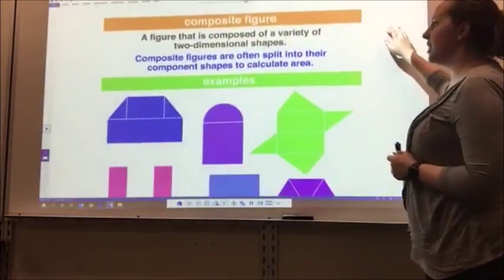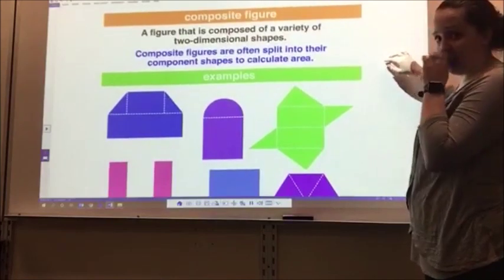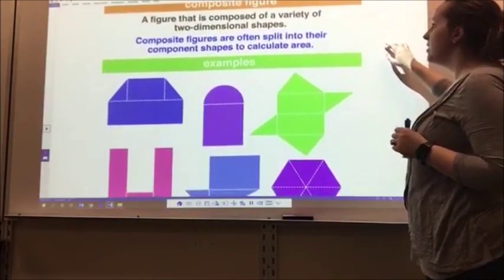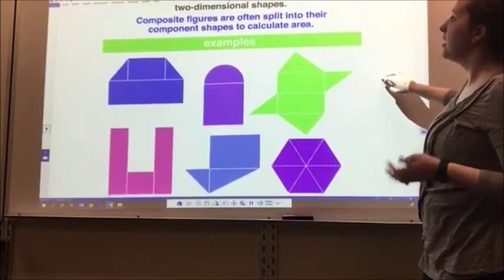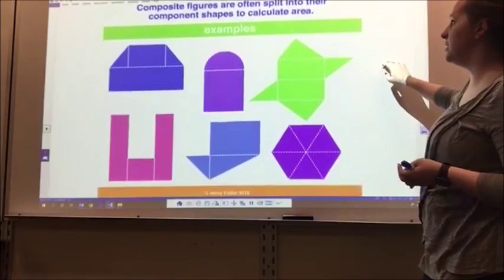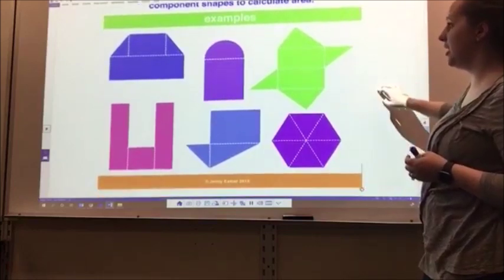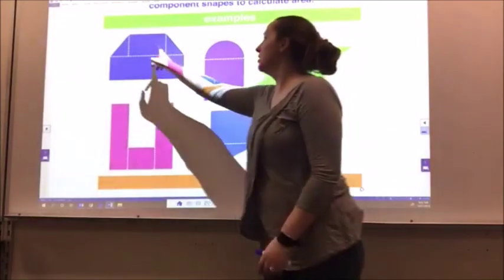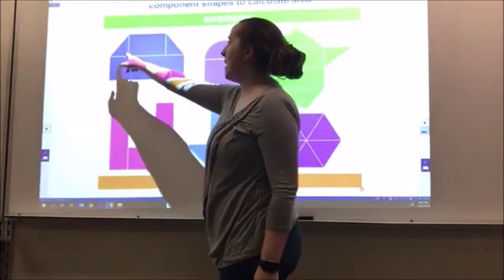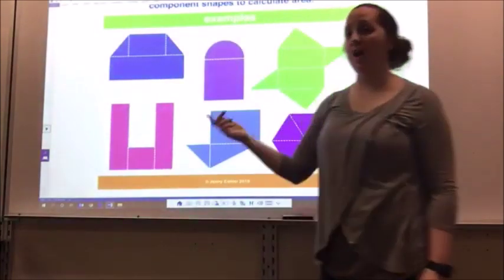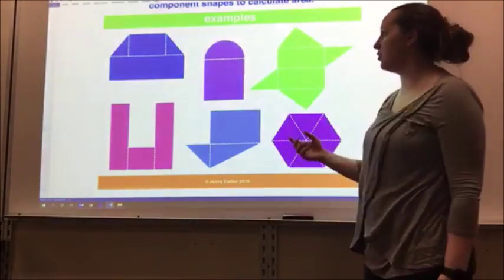Here are a couple of examples of what a composite figure might look like. Again, a figure that's composed of a variety of two-dimensional shapes. Composite figures are often split into their component shapes to calculate area. Here I have a rectangle and then a trapezoid, which was split into a triangle, another rectangle, and another triangle.